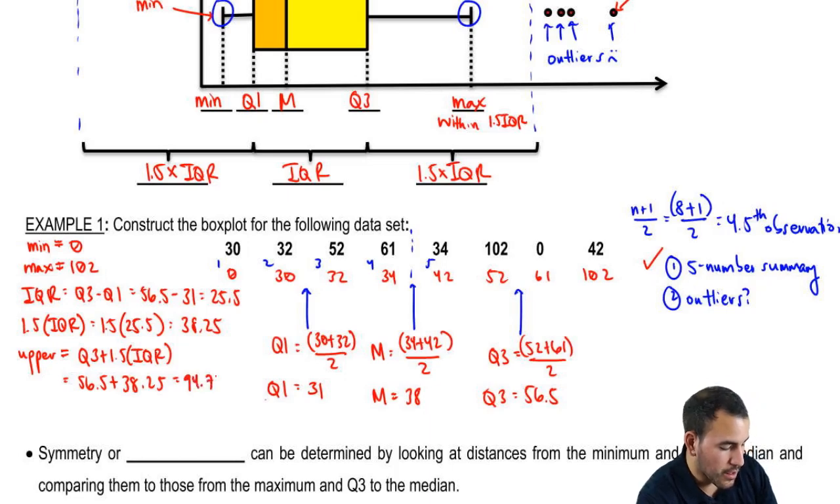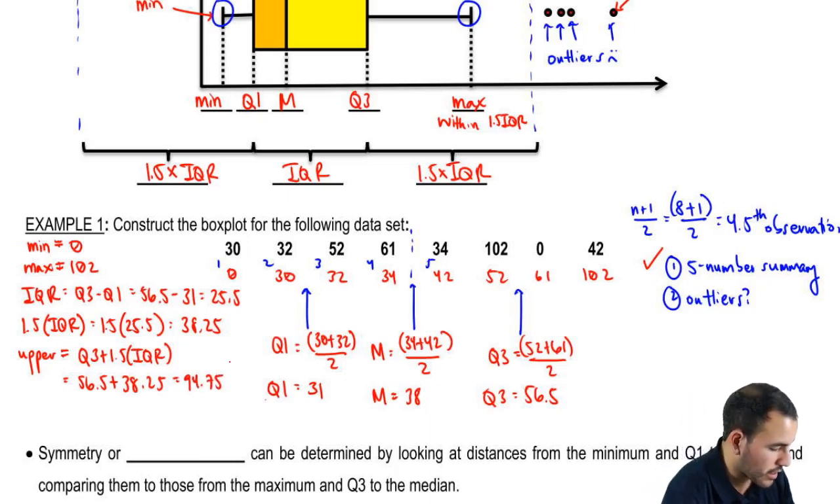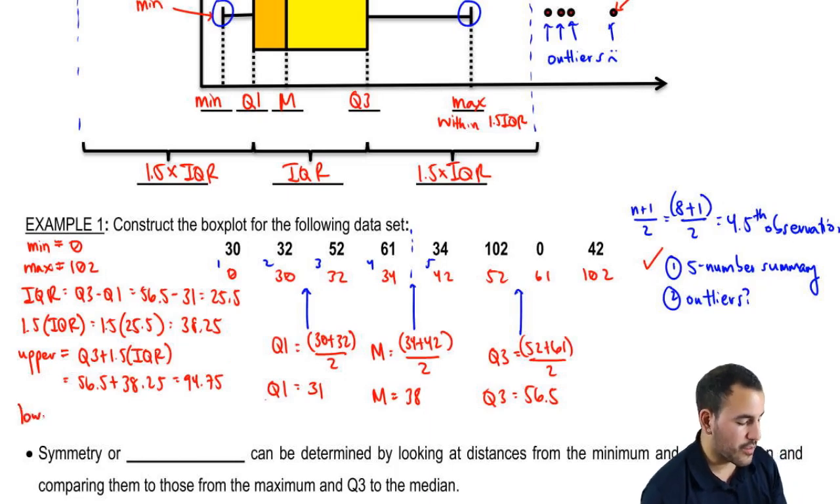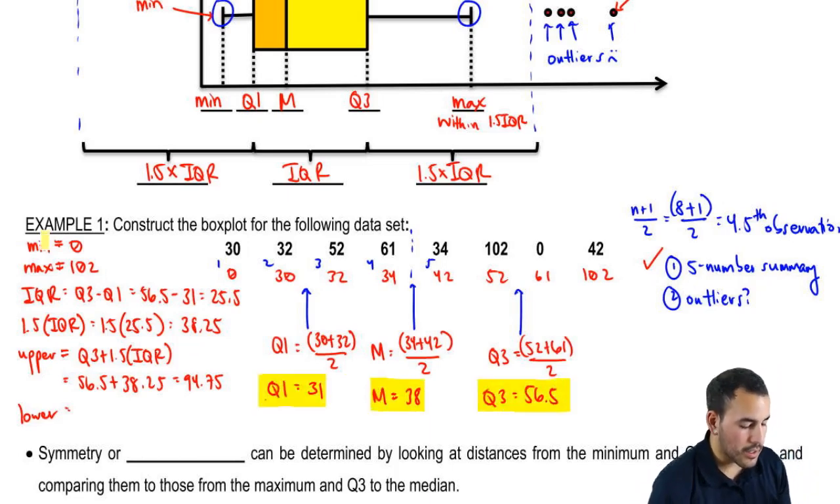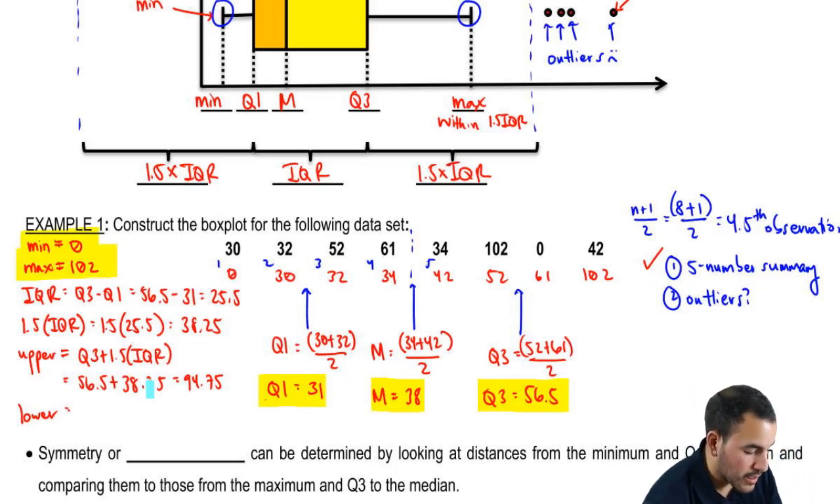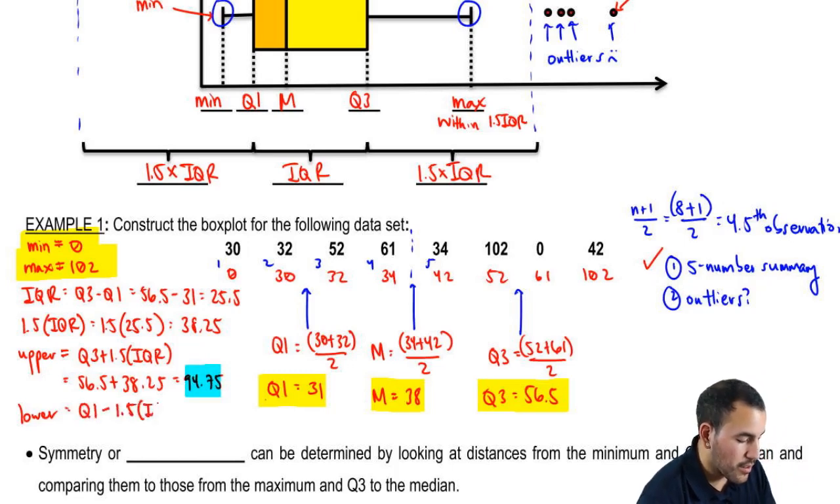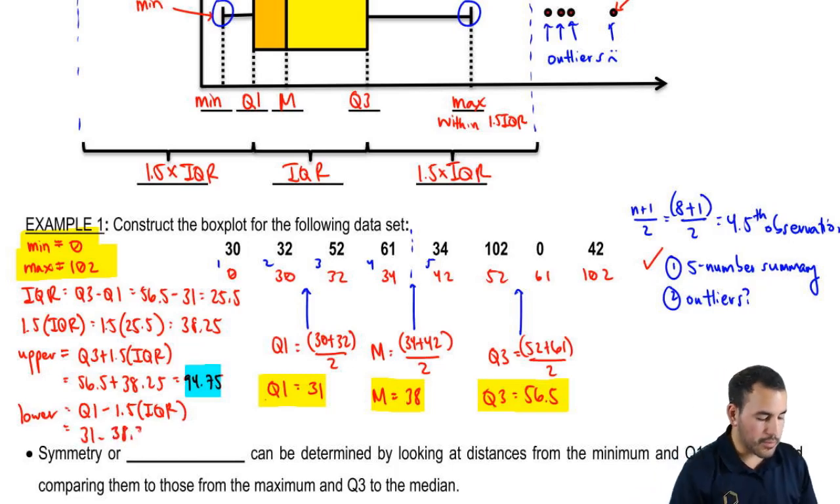Right? And then our lower limit, let me go ahead and start highlighting because we're having a lot of different numbers and stuff, and so let's not get confused. So here's our 5-number summary. Right? And then let's also get our limits. So 94.75. Let's get our second one. Our second one is the lower quartile minus 1.5 times IQR, or the interquartile range. So we get 31 minus 38.25. So we actually end up with a negative, which is fine. It's not a problem.